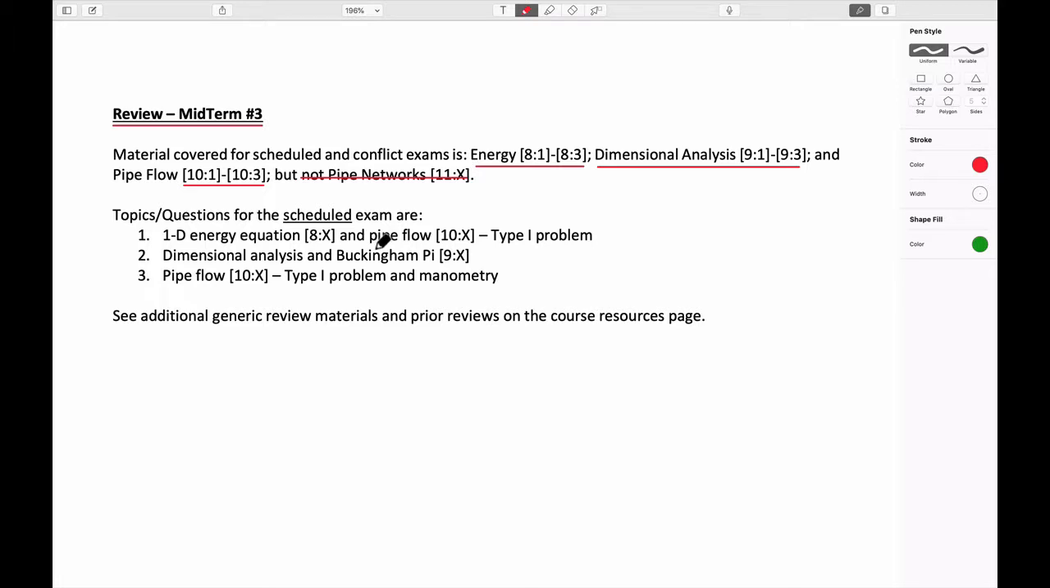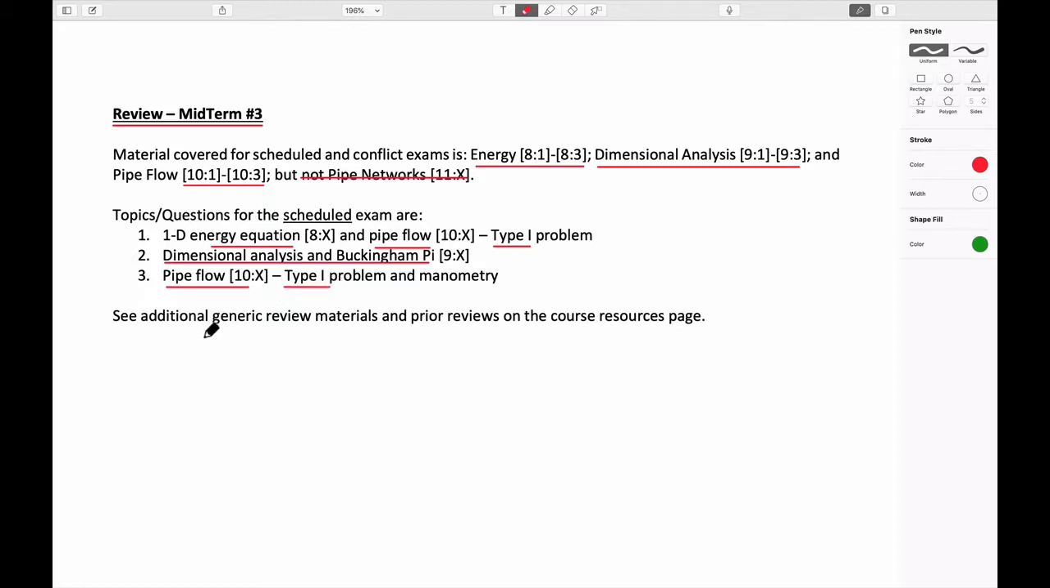So again, there are 3 questions. The first question includes the energy equation. It's a pipe flow question, and it's a type 1, where velocity is prescribed, and you have to calculate the other features of the flow system, maybe Reynolds numbers and flow drops, head losses within the system. There's always, and this year is no exception, a Buckingham PI dimensional analysis question, not just calculating dimensionless groups, but also applying them in some form of similitude. And there's a second pipe flow question, again, not a network, and again, a type 1 problem.